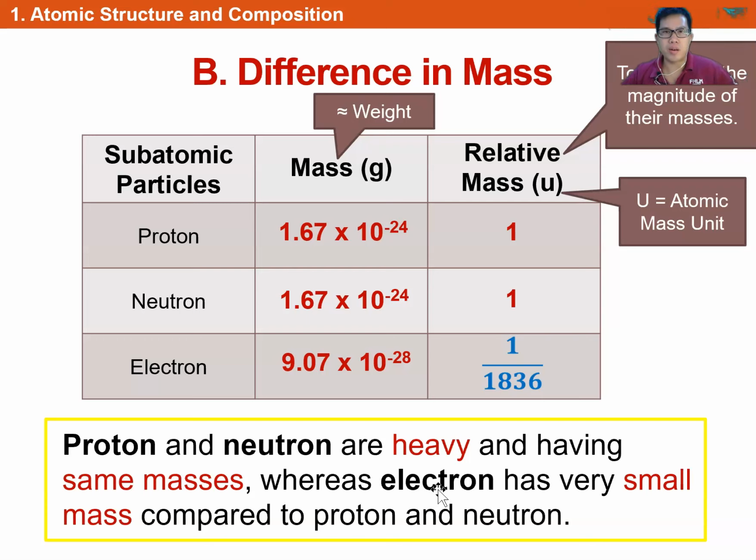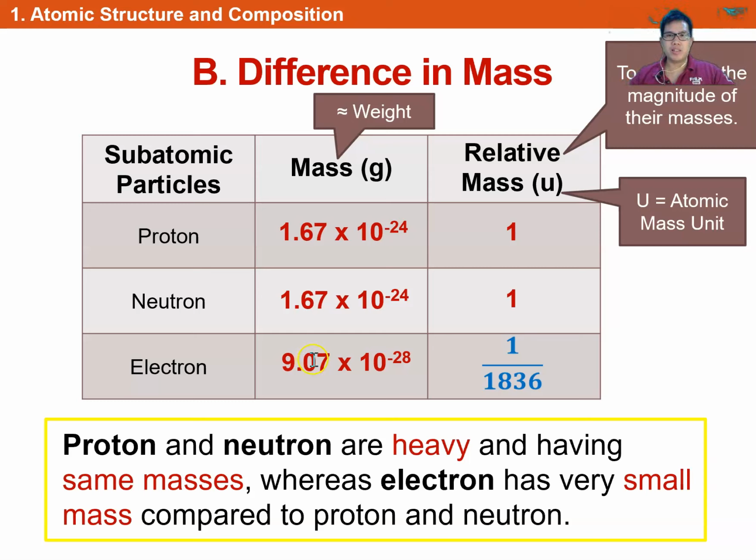The other difference is basically in mass. Protons and neutrons have similar mass, 1.67 times 10 to the power of -24. The electron is very light, a lot lighter than the proton and neutron. You can see it is -28, which means there are a few more zeros in front. So it's very, very light. Protons and neutrons, which are the core, are heavier, while the electrons are outside and occupy much more space.